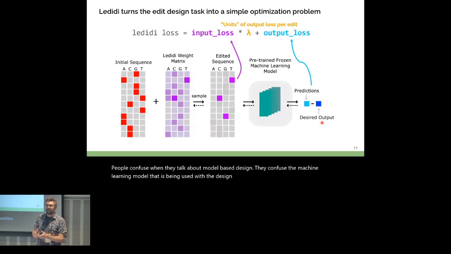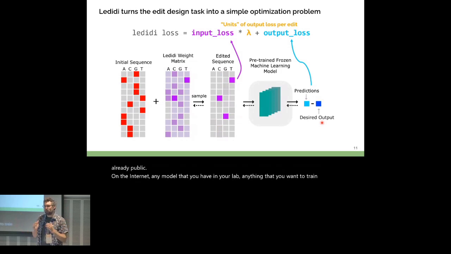They will say that they have a new design method that's really cool, when what they really mean is that they have trained a new machine learning model that's really cool and have used off-the-shelf design methods paired with it. Ledidi is a design method, which means that it can be paired with any model that's already public and on the internet, any model that you have in your lab, anything that you want to train in the future.